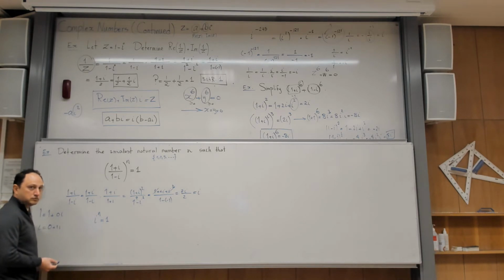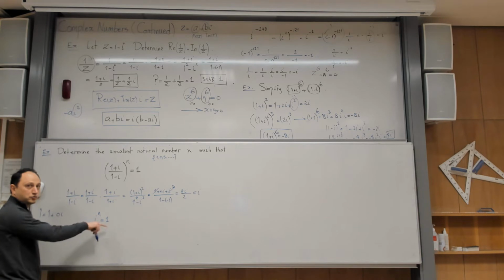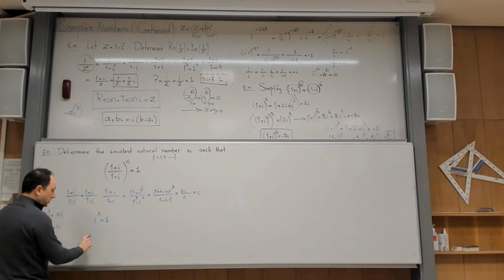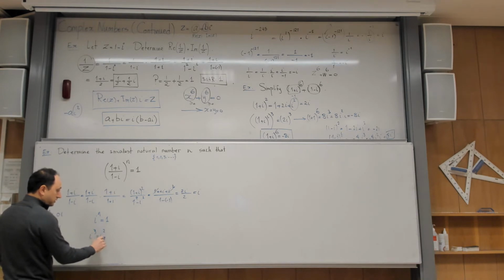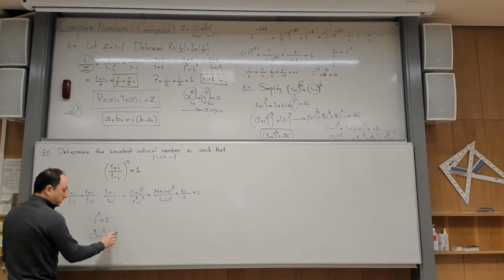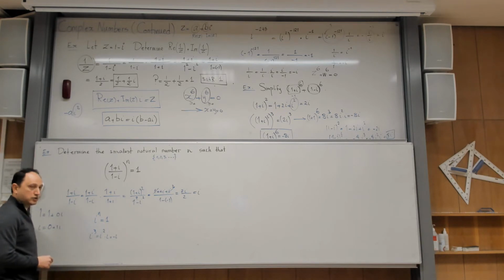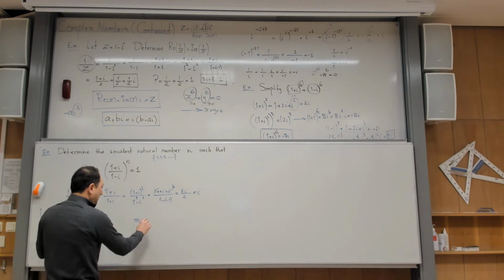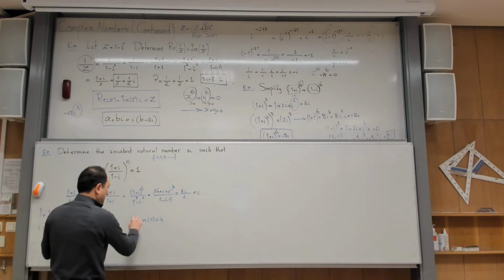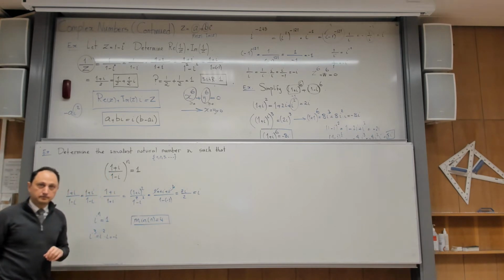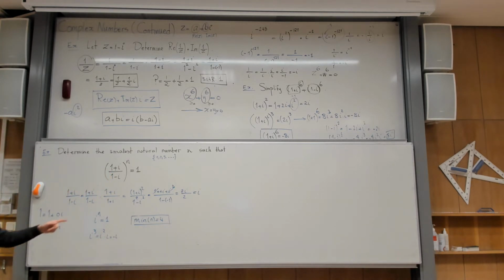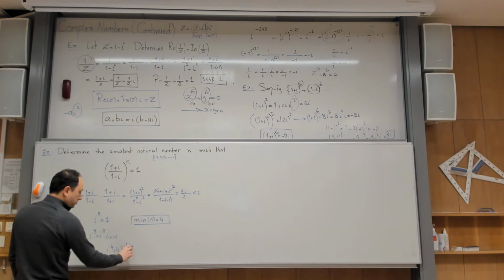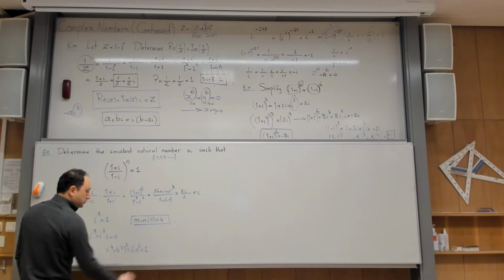Can it be 2? No, because i to the power of 2 becomes negative 1, so it does not work. Can it be 3? No, because i to the power of 3, we just learned, is just minus i, which is not equal to 1. So the lowest value is 4. So the minimum of n is equal to 4. Yes? Is that understandable? Why is i to the 4 correct? Because i to the 4 is i to the power of 2 to the power of 2, minus 1 to the power of 2, which is 1.